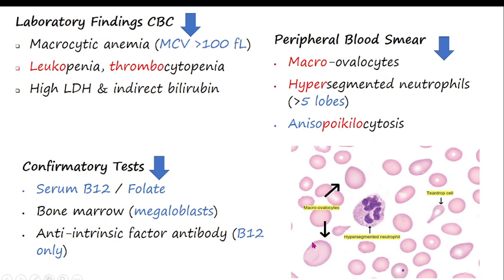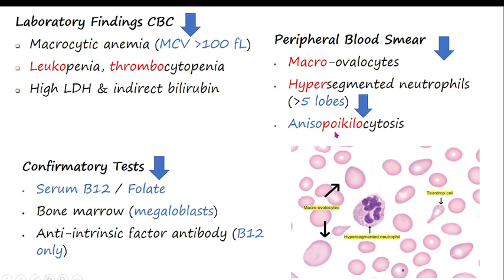You will observe very large, very big cells. Okay, this one is a very big cell. This is called macro-ovalocytes. Very important: you will have hypersegmented neutrophils, more than 5 lobes. If you count here, you can count 1, 2, 3, 4, 5, 6, 7, 8. This is the hallmark of confirming megaloblastic anemia.